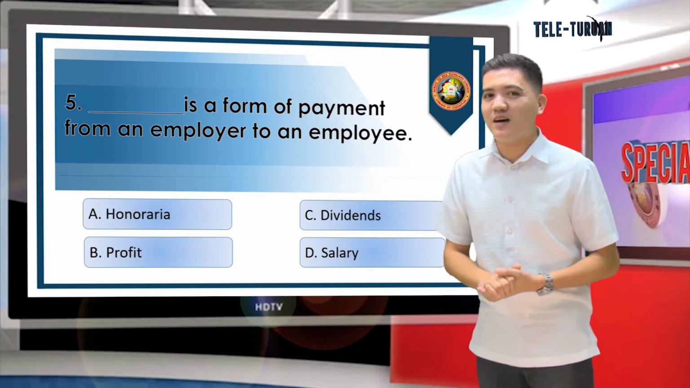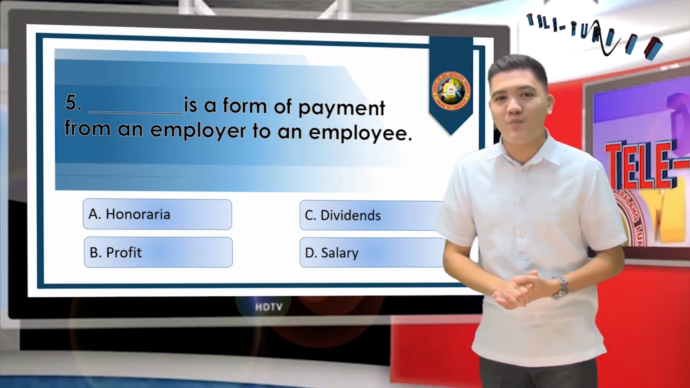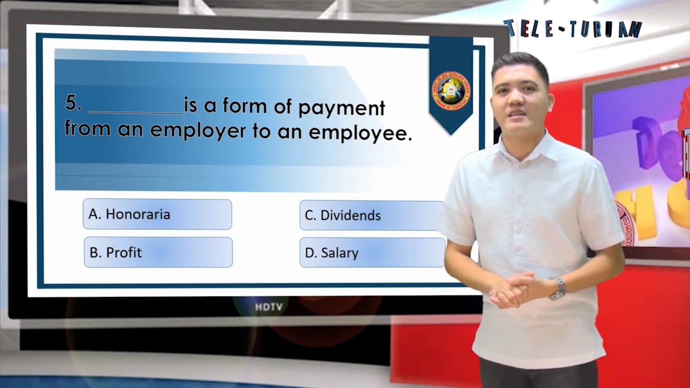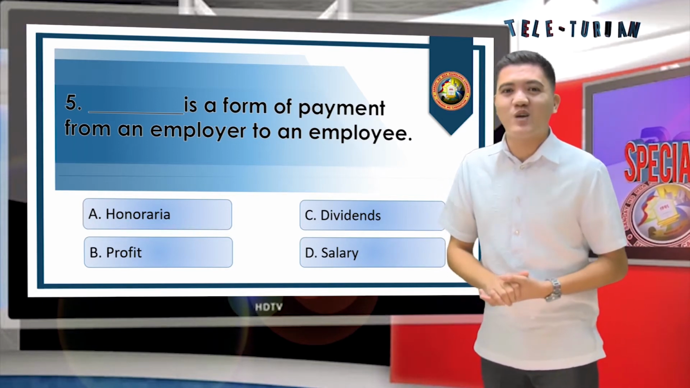And lastly, number 5, blank is a form of payment from an employer to an employee. If your answer is letter D, salary, excellent, you are right.